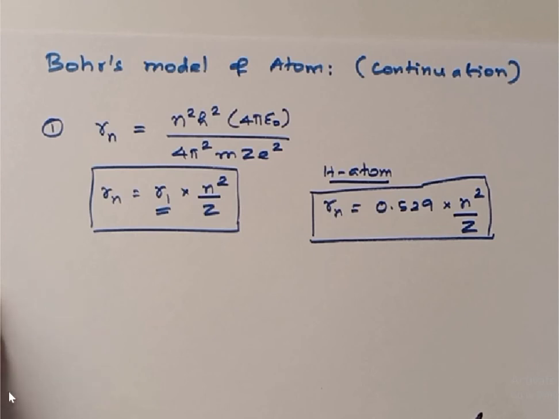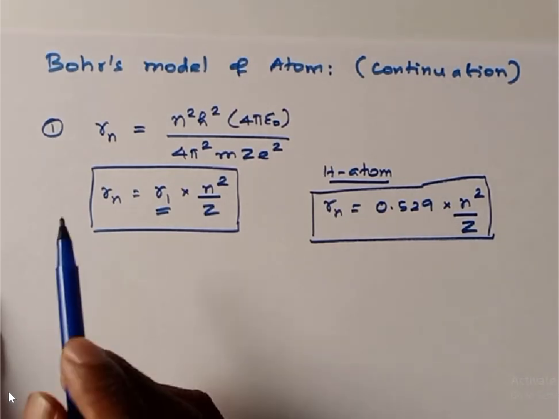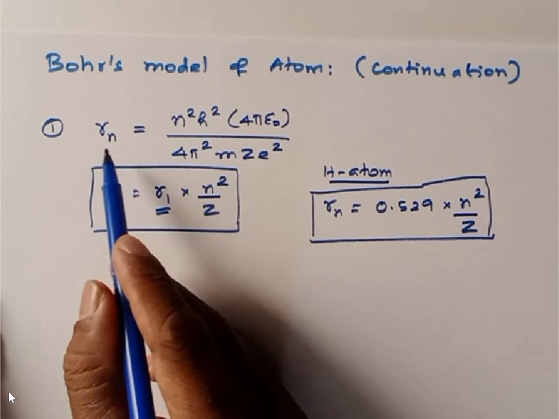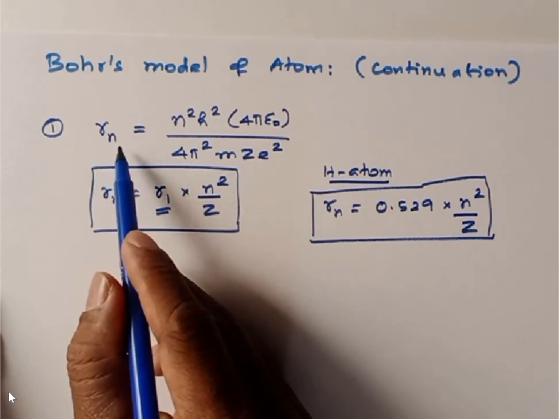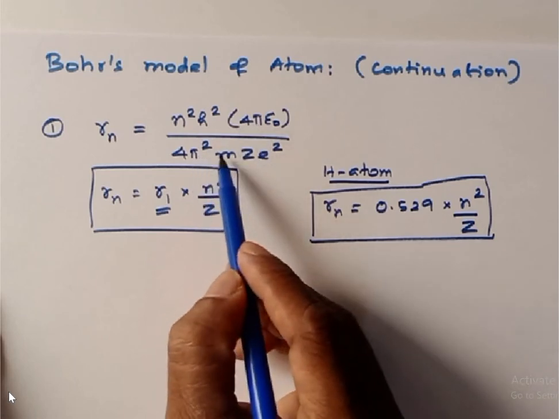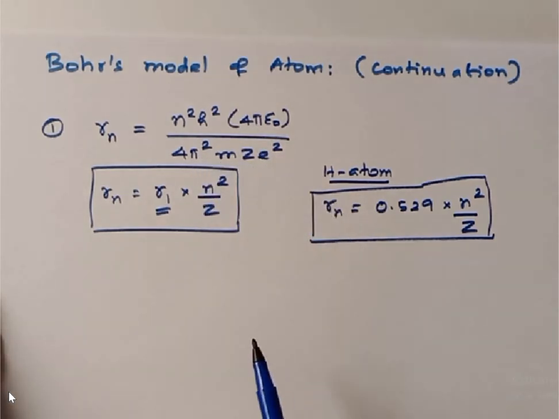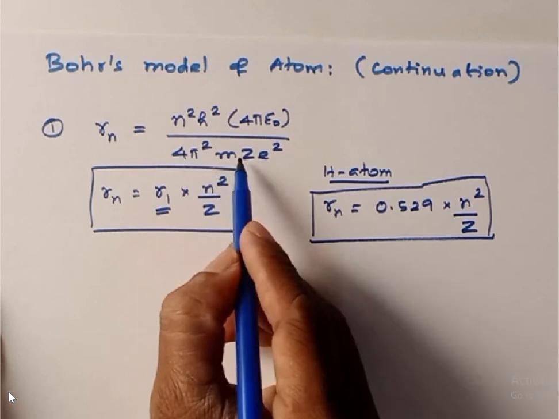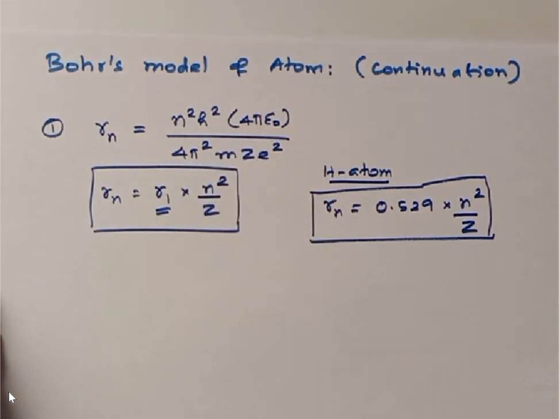Hello. In this lecture, I am going to continue the Bohr's model of atom. In the last lecture, I derived the expression for the radius of the nth orbit, which is given as n square h square 4 pi epsilon naught by 4 pi square m z e square. Except n and z, all other things are constant for an electron.